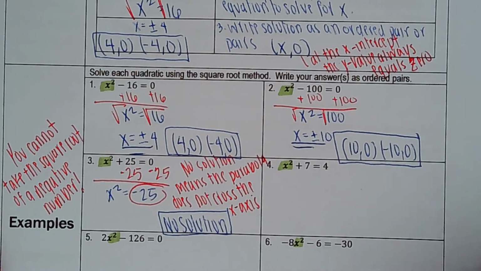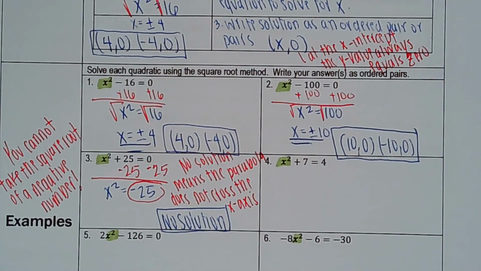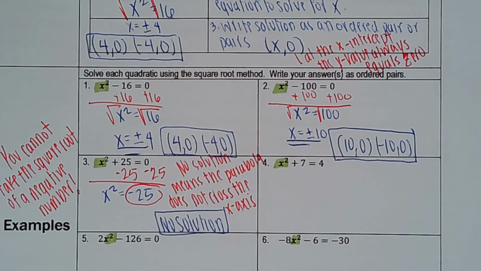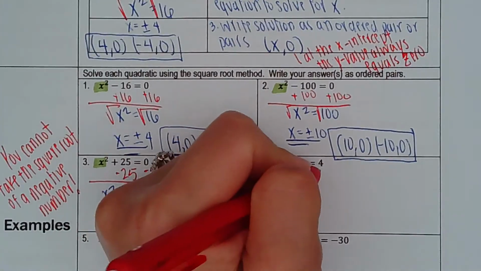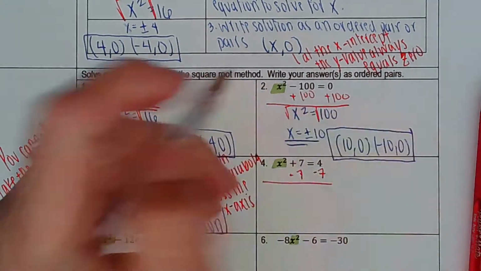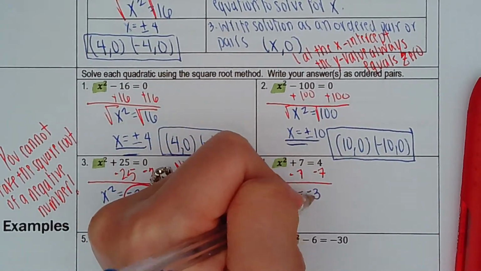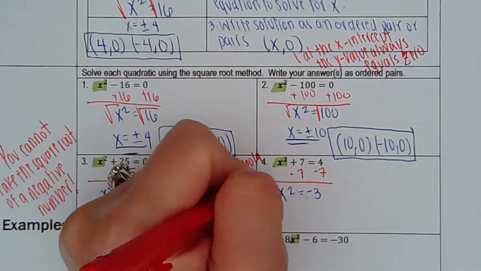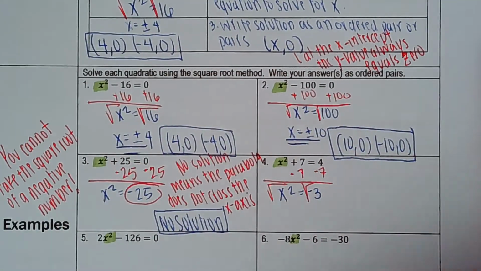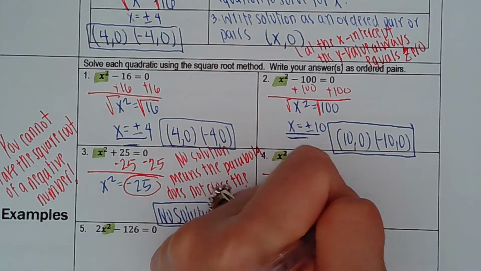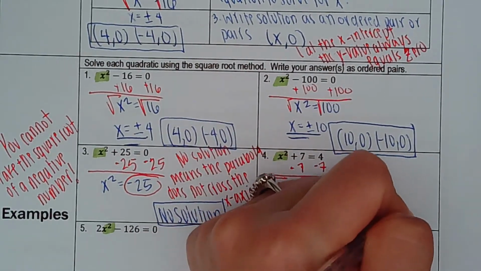Okay, so let's go ahead and try number 4. Again, pause me if you want to give it a shot on your own. So 7 minus 7, x squared equals negative 3. Oh, can't take the square root of a negative number, so no solution.